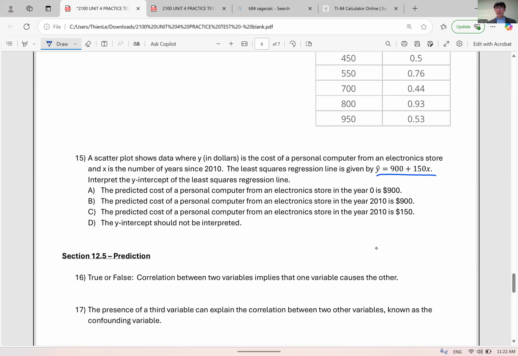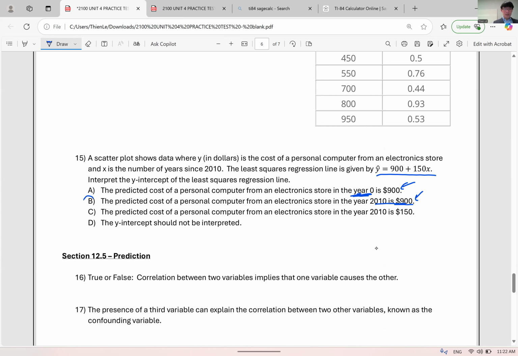Okay, so the intercept basically just tells us what Y is when X equals 0, right? When X equals 0, we get the Y. It's the meaning of y-intercept. Let's say the predicted cost of a personal computer from an electronics store in year 0 is this. It seems correct to me. In the year 0, oh, year 0. The first one is wrong. After 2010, right? The predicted cost of a personal computer from an electronics store in 2010 is 900. It seems correct here, right? Because X equals 0, which means the number of years since 2010 is 0, so the year is just 2010, right?